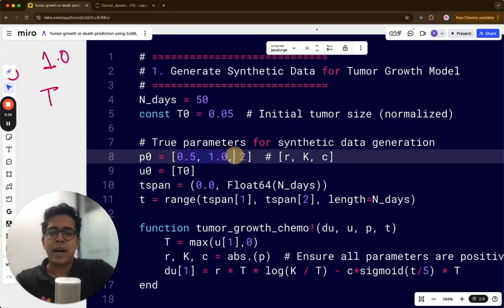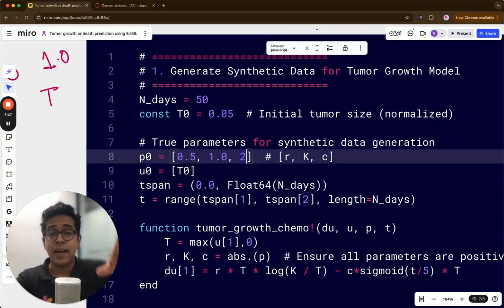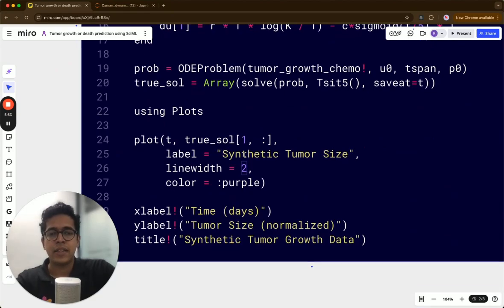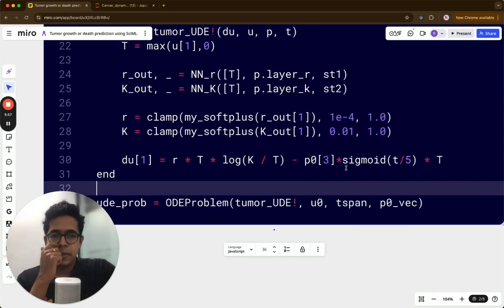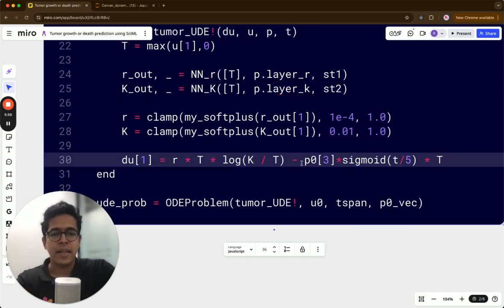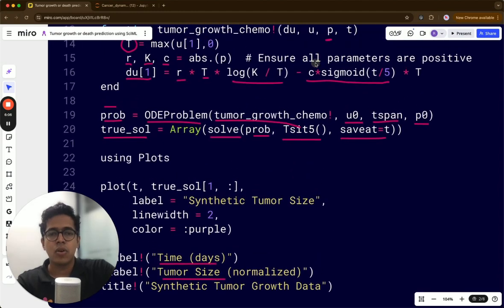Here, the values of R and K we can't use in the UDE, because that is what we are trying to predict. We use the values of R and K here only for generating the synthetic ground truth data. But the value of C, we are saying that we know it, the chemotherapy intervention. So p0 of 3 is nothing but 2, and then multiplied by sigmoid of t by 5 multiplied by t. So this is the value of C. In the previous function, we were using C times sigmoid of t by 5 over here. So same thing.